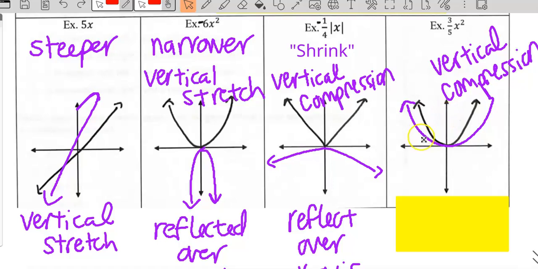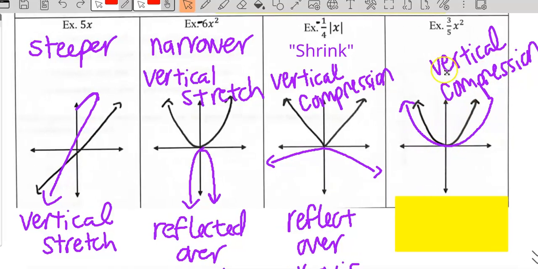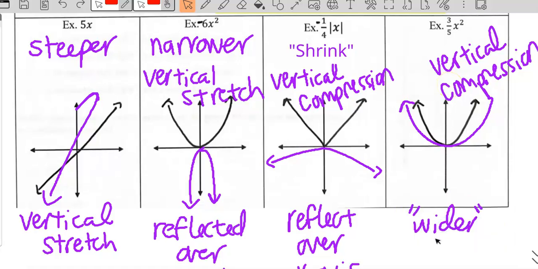This last one was kind of hard to see. It did get wider. So that's called a vertical compression, for being wider. Okay? So those are the transformations that can occur.